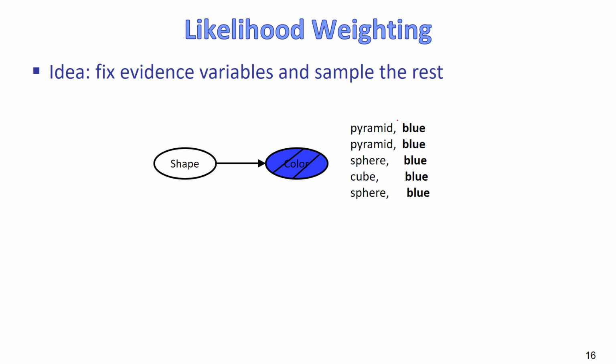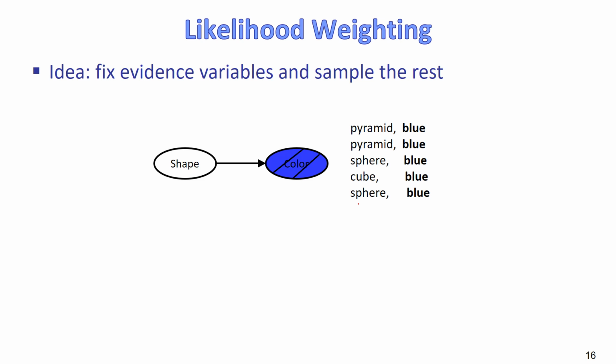So we'll get pyramid, and then we'll assume that we got blue. So pyramid blue, sphere blue, cube blue, sphere blue, and so on. All the samples will be blue. So we will not waste anything. This is called likelihood weighting, and we will see why it is called likelihood weighting. But at least we fixed the problem of the time wasted in rejection.